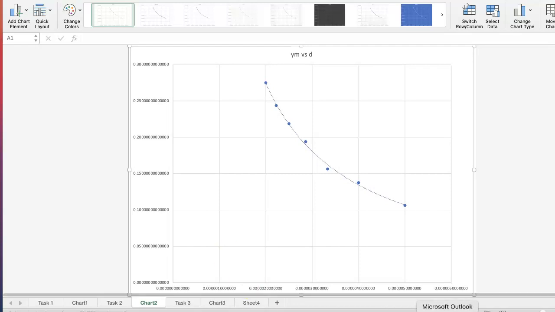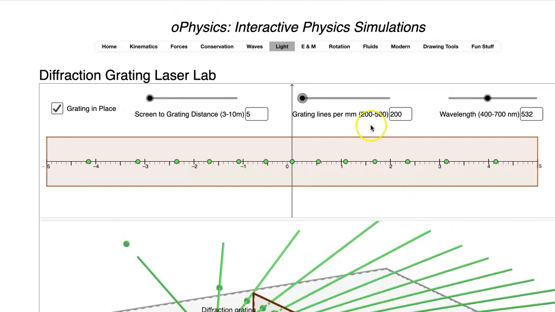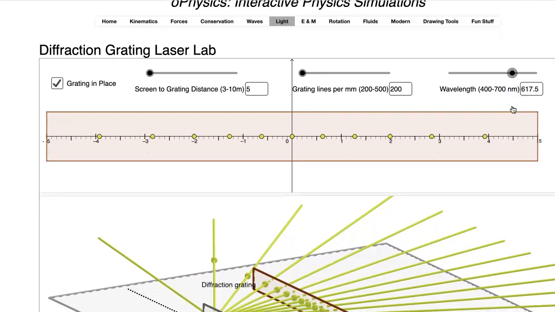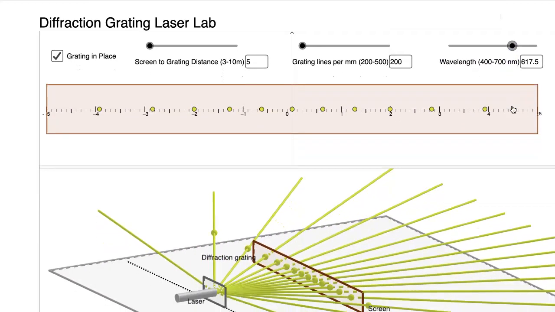Number 3, of course, is when we are going to keep this constant and change the wavelength. As you can see, as we change the wavelength or the frequency, the color is changing. You are going to change the wavelength from 400 to 700 nanometers in increments of 50, and you are going to do the same thing.